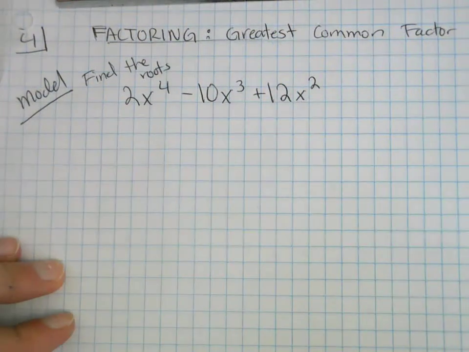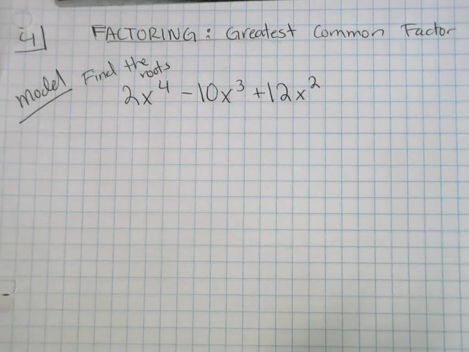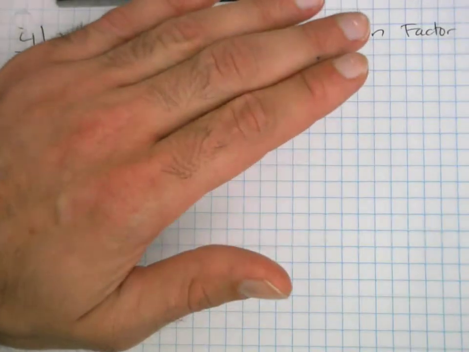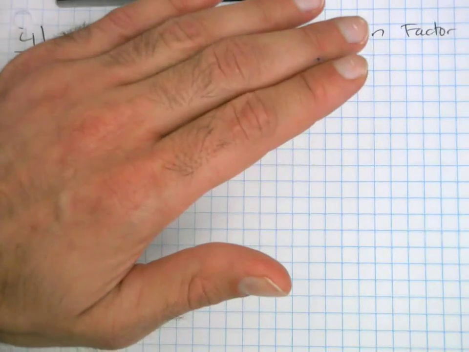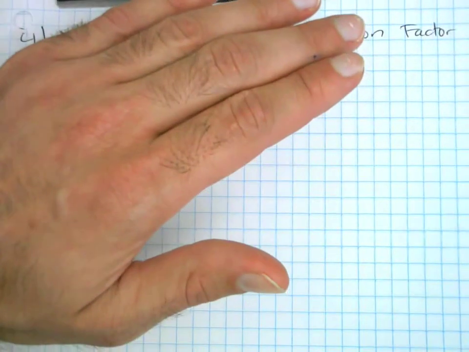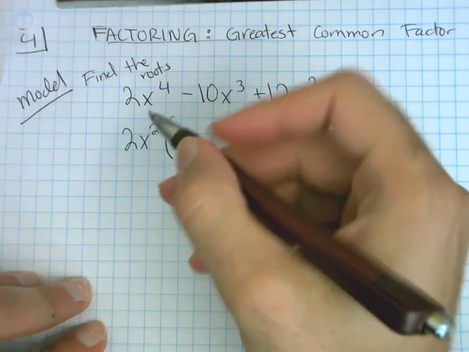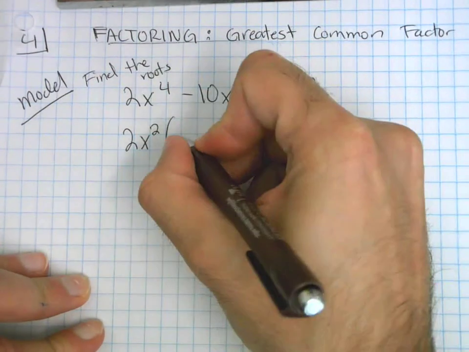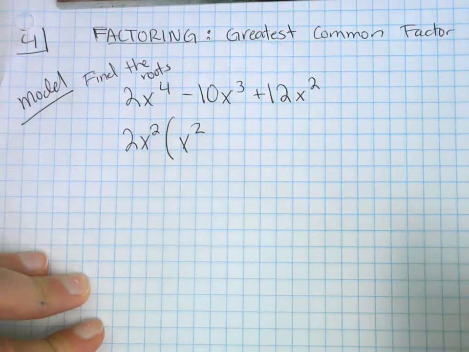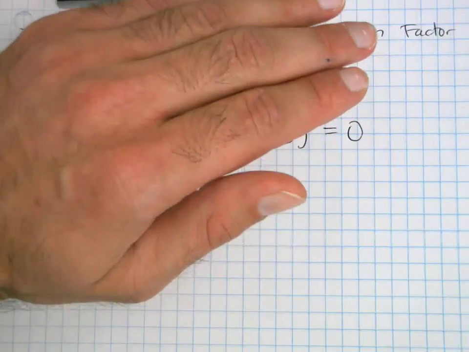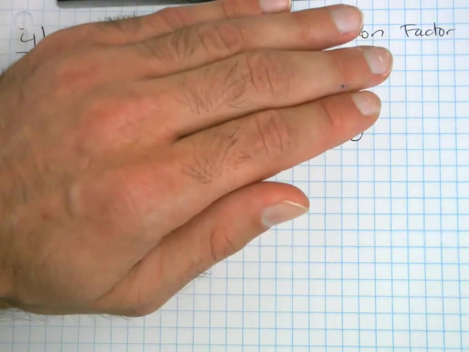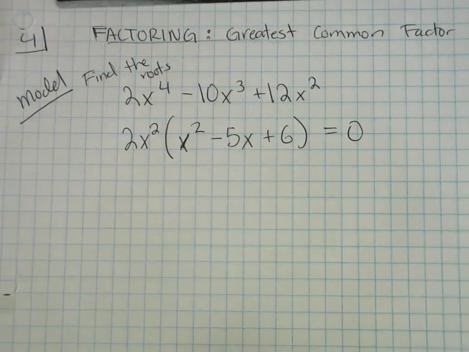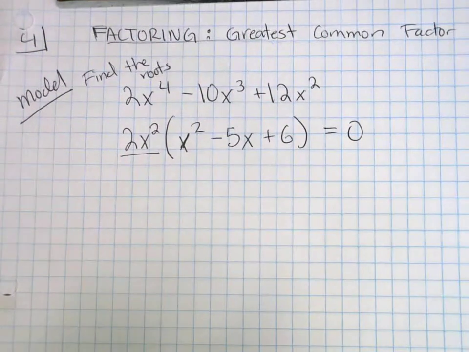So pause the video, figure it out on your own. What's the most that they have in common? Have you figured it out, Sophia? Okay. That's right, it's 2x squared. So what that means is I'm factoring out 2x squared from each term. That means I'm going to have x squared left here, and what's left everywhere else? You figure it out. Furman, did you figure it out? Good. Well done.